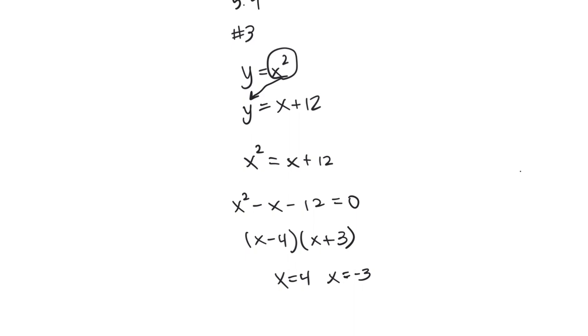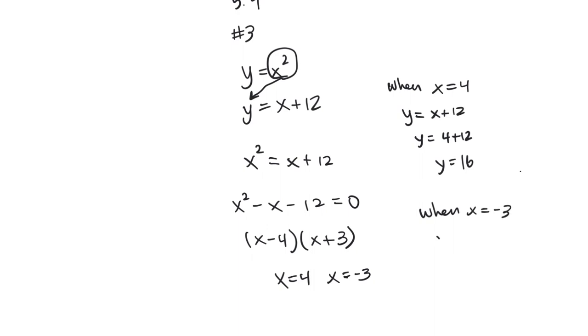So now to find y, when x equals 4, I'm going to use this equation right here. When x equals 4, y is equal to x plus 12, which means y is equal to 4 plus 12. So y is equal to 16. When x is equal to negative 3, we have y equals x plus 12 turns into y equals negative 3 plus 12, which means that y equals 9.